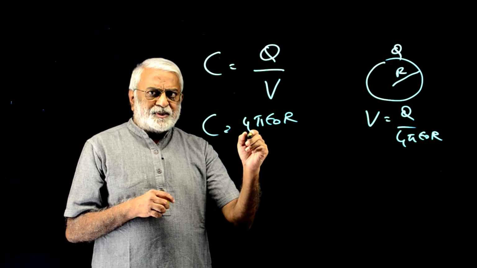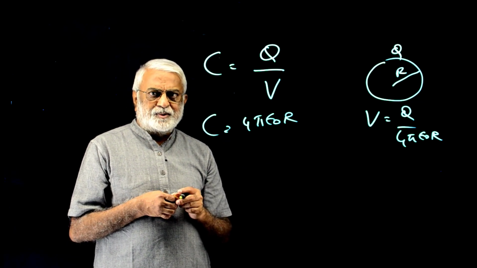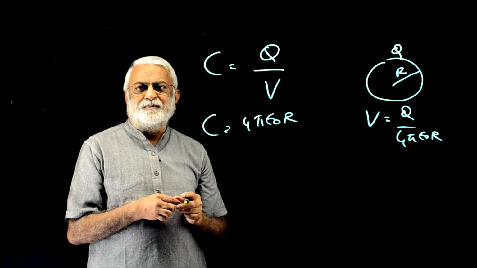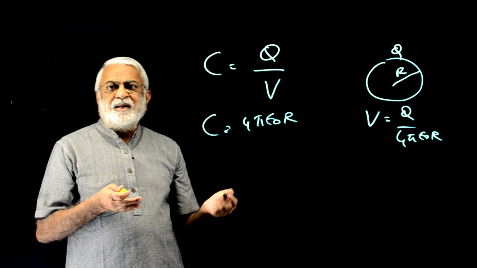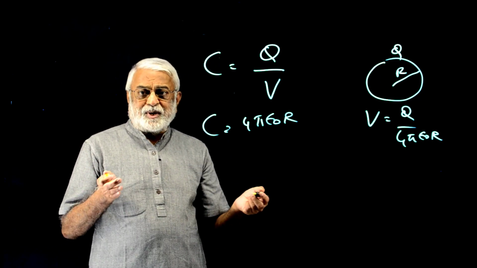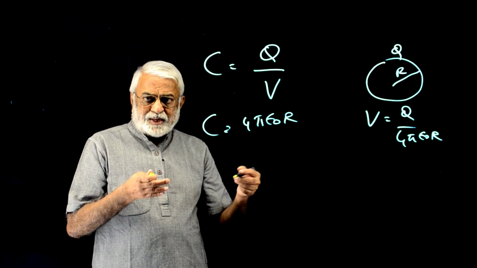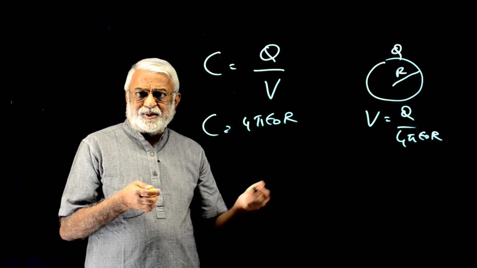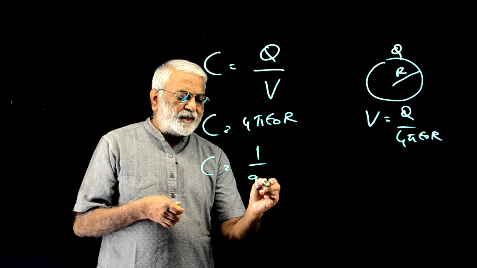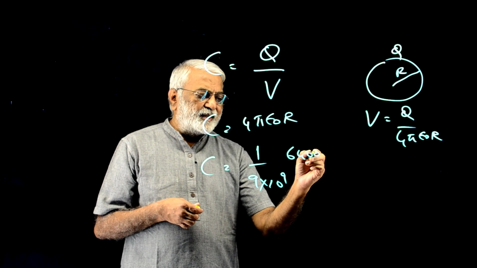Now 4 pi epsilon 0 is a very small value, 1 by 9 into 10 power 9 units. So even for a fairly large conductor, this would be a very low value. Let's calculate the capacitance of the biggest conductor we know about. Well, the Earth. We know the radius of the Earth, 6,400 kilometers. So the capacitance would be 1 by 9 into 10 power 9 into 6,400 kilometers, right?